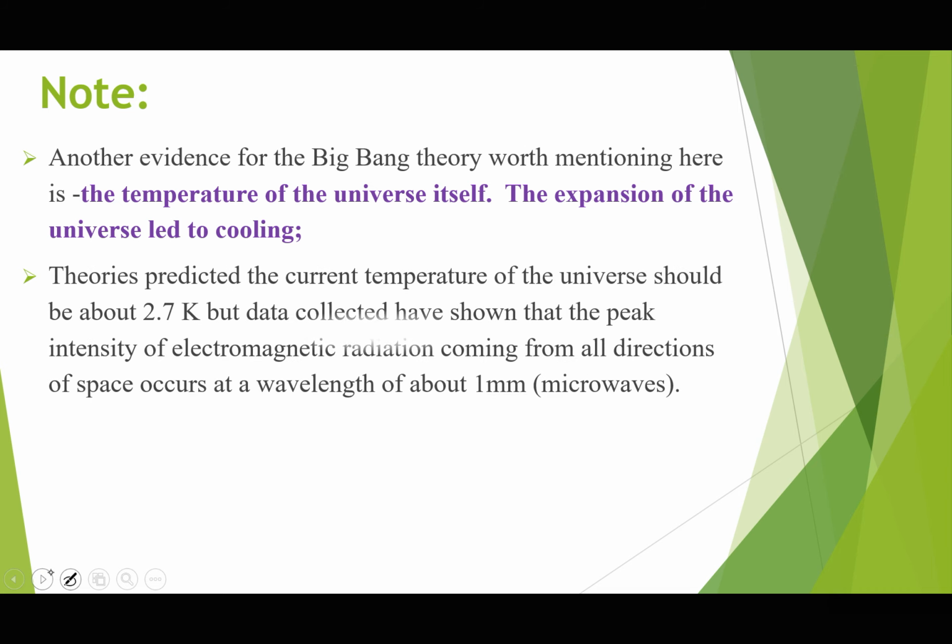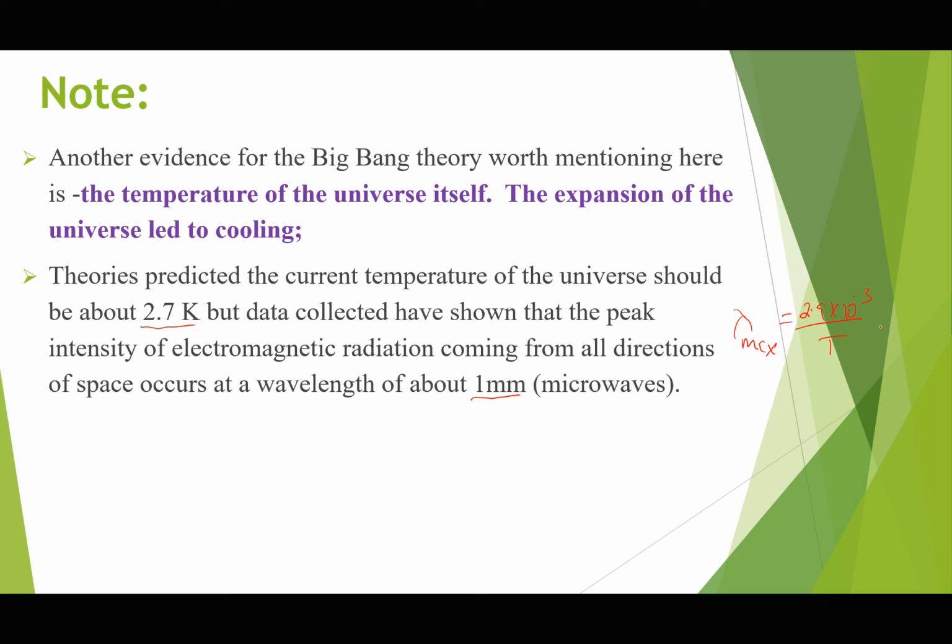Theories predicted that the current temperature of the universe should be around 2.7 Kelvin, but data collected have shown that the peak intensity of electromagnetic radiation coming from all directions of space occurs at a wavelength of about 1 millimeter, that is microwaves. And if you recall Wien's displacement law, lambda max is equal to a constant, around 2.9 times 10 to the power of minus 3, divided by the temperature.